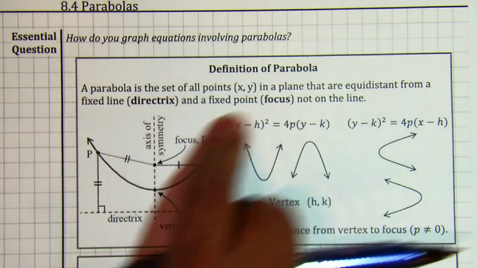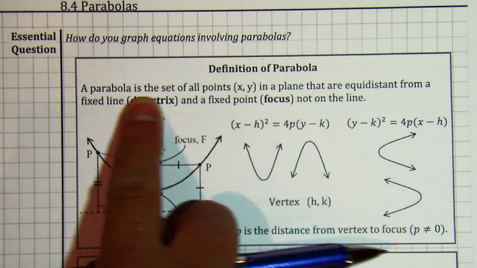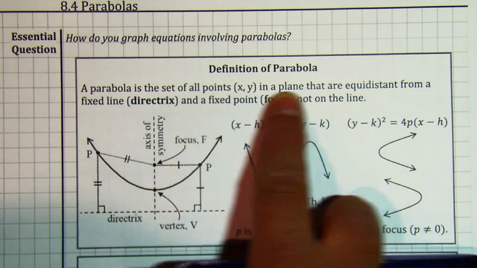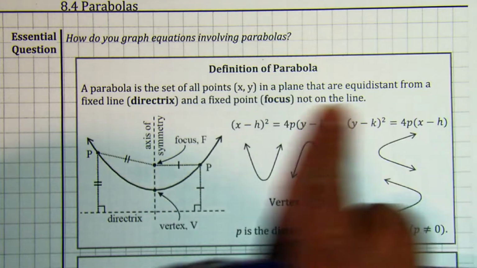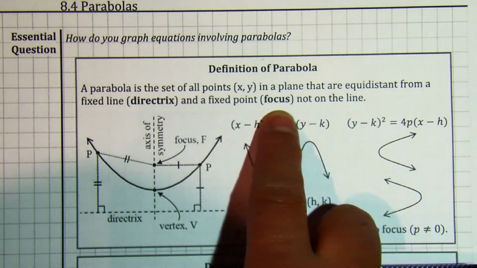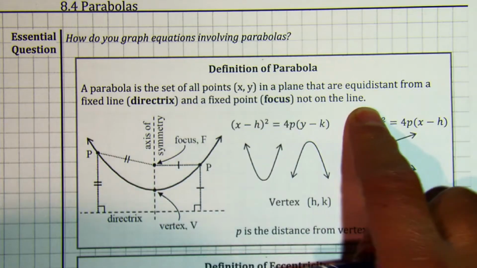So the definition of a parabola. A parabola is a set of all points in a plane that are equidistant from a fixed line, the directrix, and a fixed point, the focus.